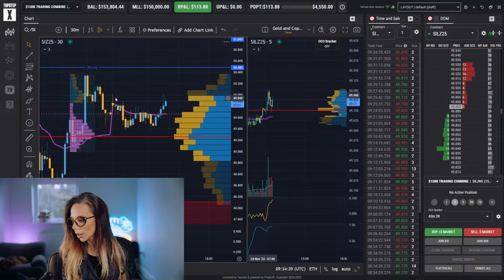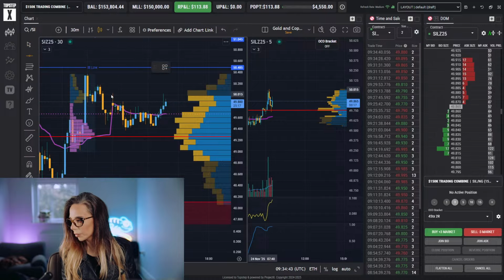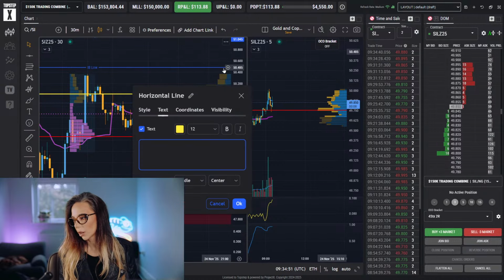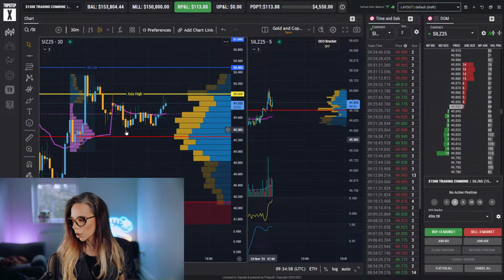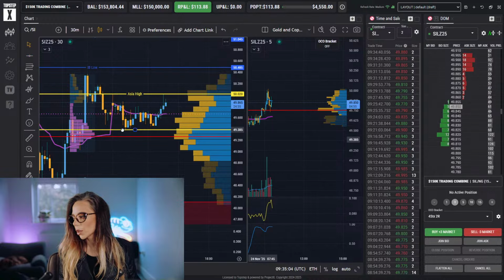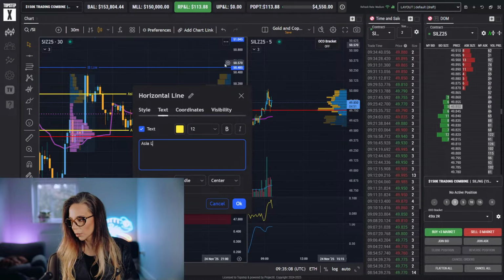So Asia high for today on silver is up here. Now for now we've just narrowly missed that. And then Asia low is down at 49,380. So not a huge range for now.